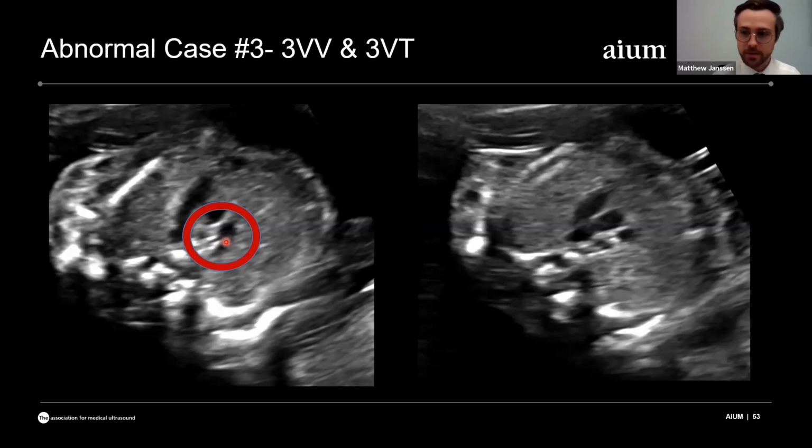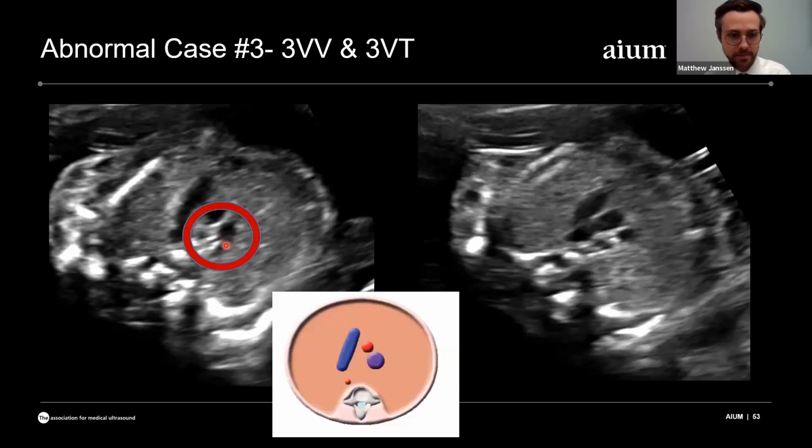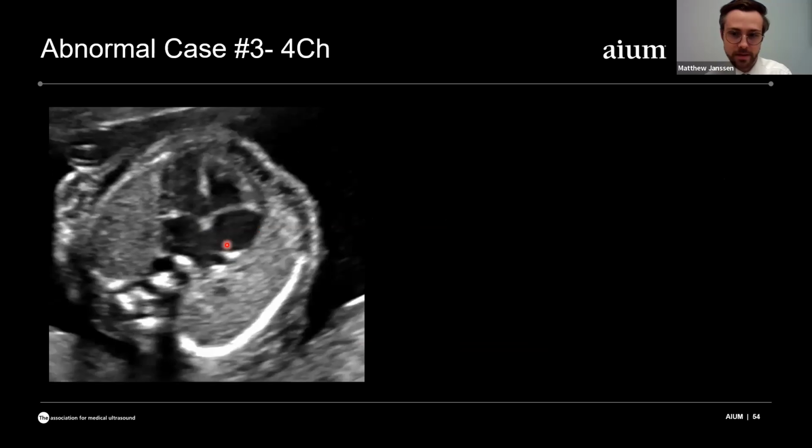It looks a little bit thicker than we would otherwise expect, as shown here in the cartoon, where that is a little bit enlarged, as we can see with that hypoechoic area here. And so we say, well, we're not sure exactly what's going on. Let's go and evaluate the 4-chamber again at this point in time to further aid us in the diagnosis.